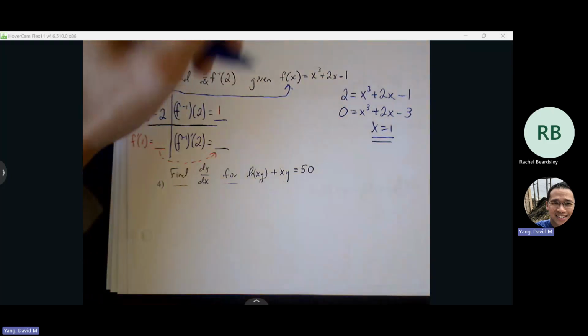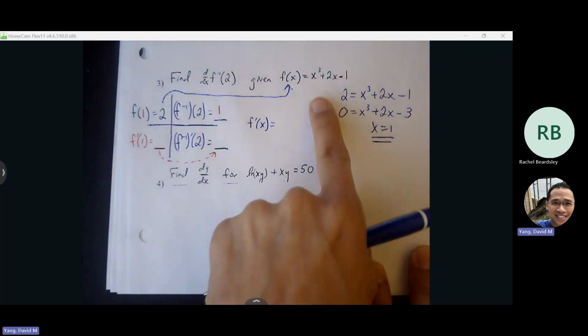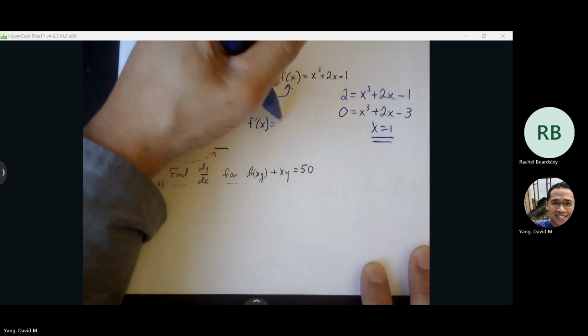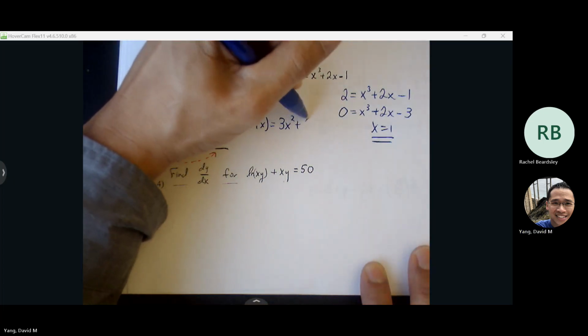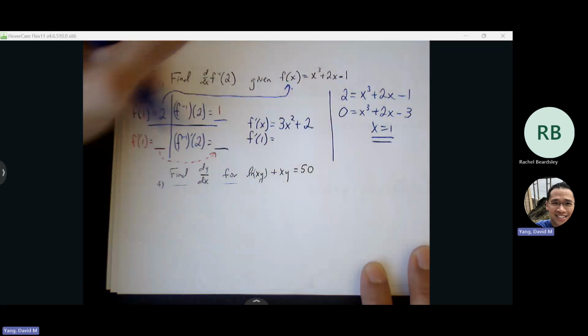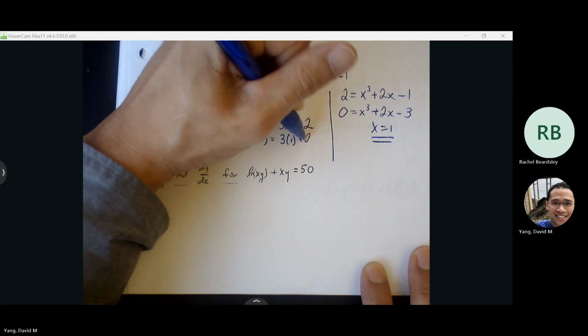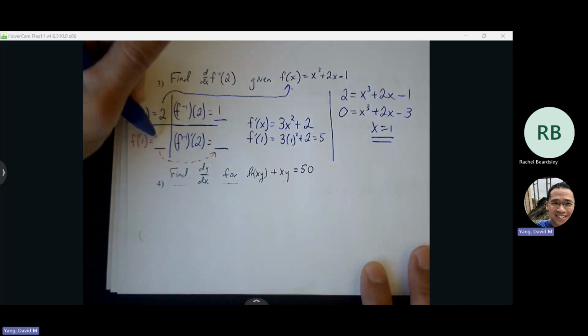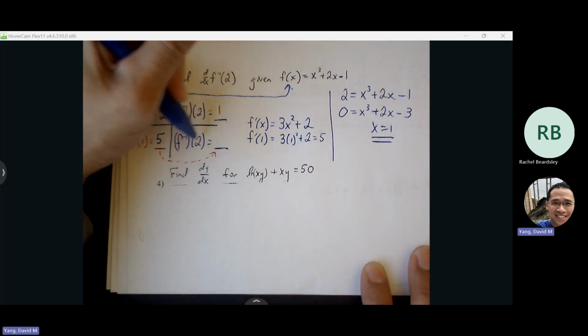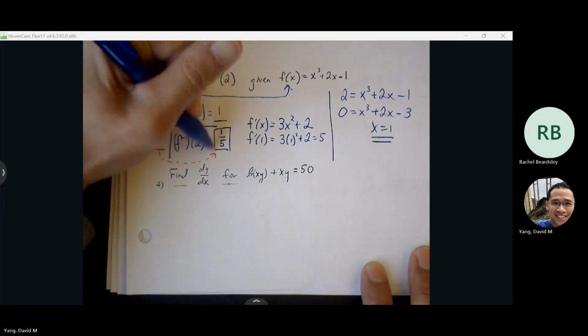So f prime of x, power rule. f prime of 1, we know, is 5. So if the slope of my f side is 5, the slope of my inverse at its corresponding point must be the reciprocal of 5.